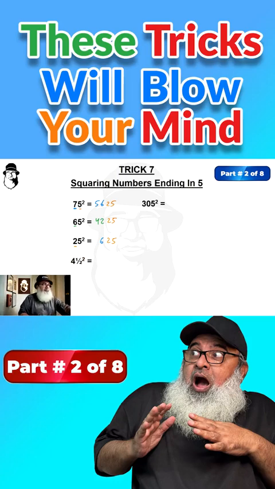Let's see how. Actually, this 4.5 squared is the same. If we just ignore this point, it's same as 45 squared, right? And 45 squared with this technique, we know that next number of this 4 is 5. 4 times 5 is 20. And then we write 25. But here, because the point is after one space, we have to put point after two spaces in the answer. It's 20.25.